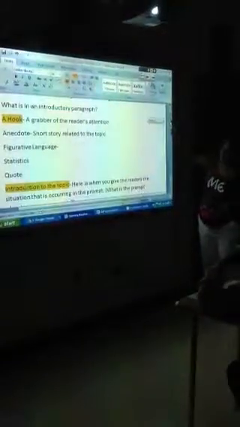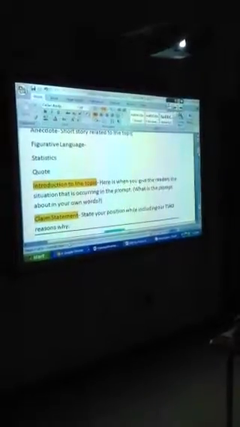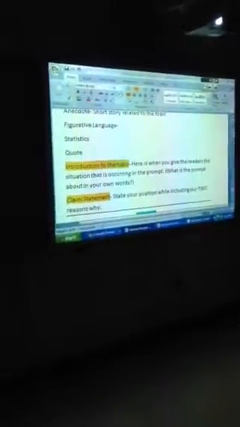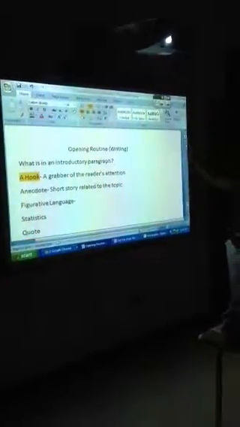You can use an anecdote, which is a short story. You can use figurative language, statistics, or a quote. Right? You must introduce the topic in your introductory paragraph, and you need to have a claim statement. Do you guys understand? Yes. So we need a hook. We need to introduce the topic to the reader, and we need to have a claim statement. Go ahead and write this down as your opening routine. You guys have 5 minutes.